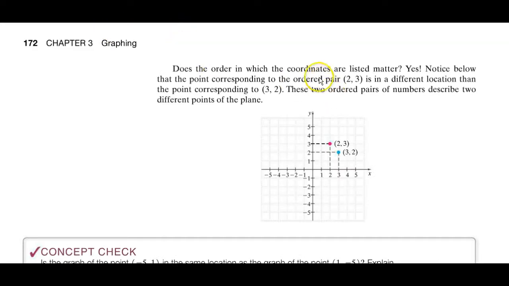And you might say, does it matter the order? Well, again, by definition, an ordered pair indicates that order does matter. And if you switch them around, you get two different points. So keep that in mind.